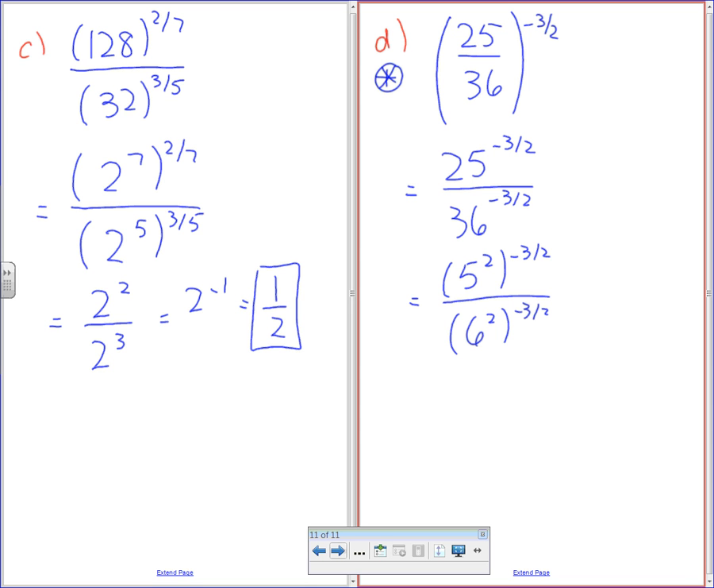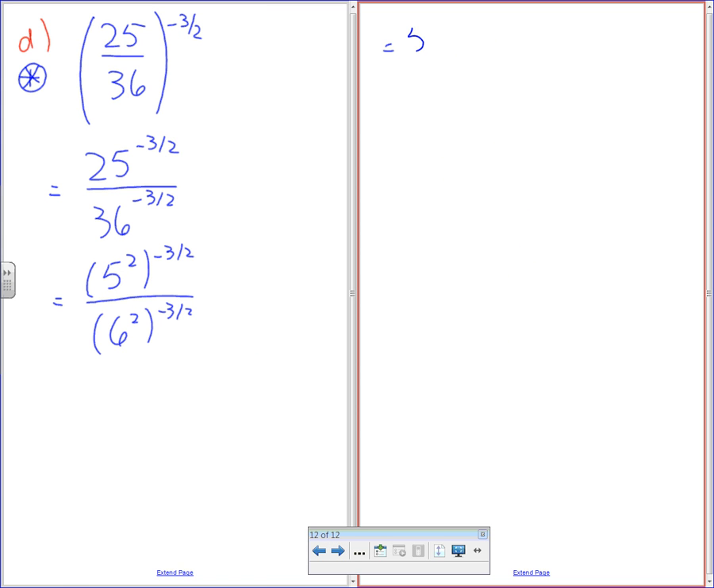Okay, 5 squared to the negative 3 over 2. What does that change into? It's 5 to the negative 3 over 6 to the negative 3. I'm not happy with that yet. How do you deal with those negatives? Flip them. So it's going to be 6 cubed over 5 cubed.